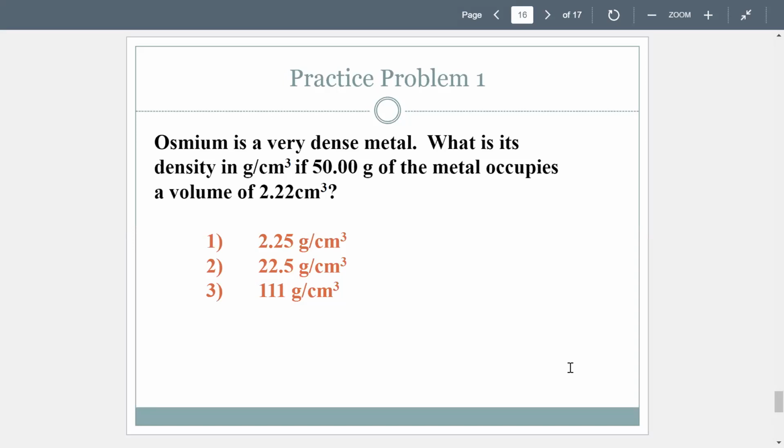I don't know why they did 1, 2, 3 and not ABC. I don't like to number answers that have numbers in them, if that makes sense, because it gets confusing. But just to let you know, it is number 2 right here. So it's this answer right here. So 22.5 grams per centimeter cubed. If you know anything about half of 50, it's 25. And this is just a little bit more than 2, so it should be just under 25.